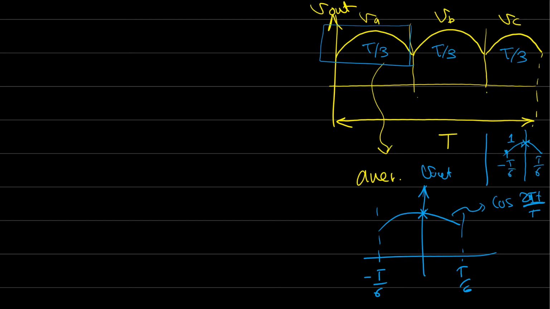If you know the limits, make it sine, no problems. If you don't know the limits, define the limits by taking the axis at the middle of the top of this cosine wave. Okay, so we can say that the average value here, now V out is V maximum times cosine 2 pi t over T, and the average value for the output is how much?